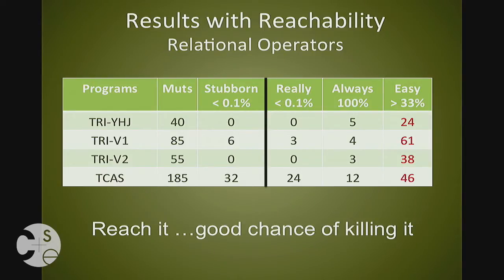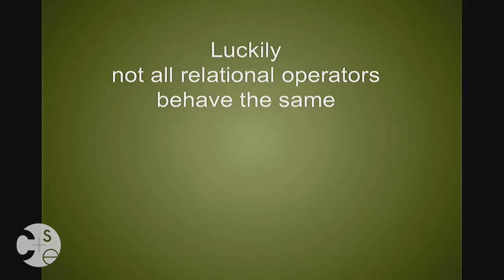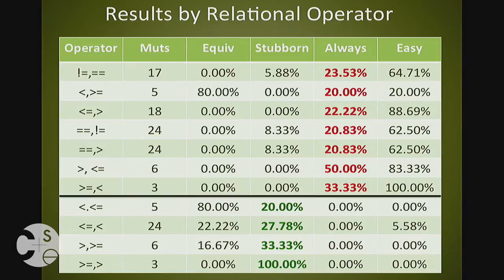So if you can reach it, you have a good chance of killing it. There's a little bit of good news, and that is that not all mutation operators are the same. And if you look at this ugly chart, which I will abstract for you in a second, there's a big divide, again, with this line. Above this line is a bunch of red numbers here. What this means, everything that's above the line is if the always killed percentage is greater than 20%.